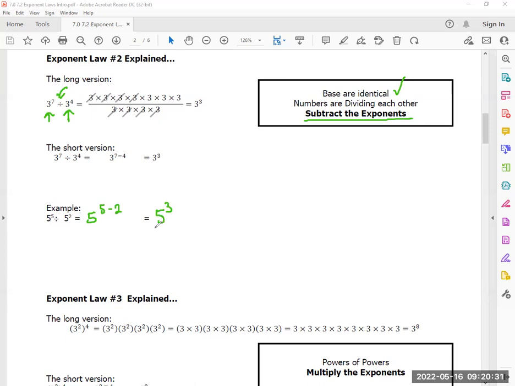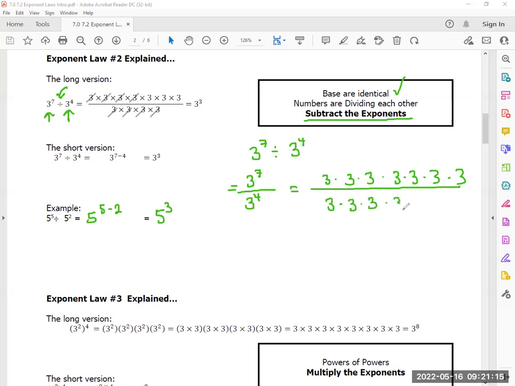And of course, if you want, you can plug that into the calculator and solve it. But here's the explanation. 3 to the power of 7 divided by 3 to the power of 4. Would you agree that this is equal to 3 to the power of 7 over 3 to the power of 4? Would you agree that a fraction is equivalent to a division? I hope so. Okay, so bear with me. From here, 3 to the power of 7 is 3 times 3 times 3 times 3 times 3 times 3 times 3. 3 to the power of 4 is 3 times 3 times 3 times 3.